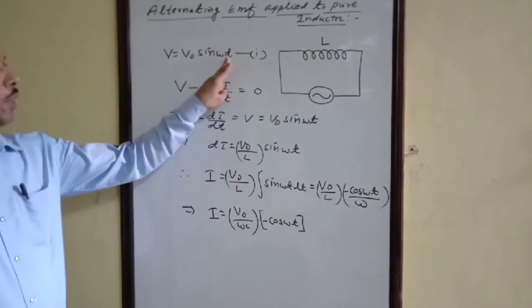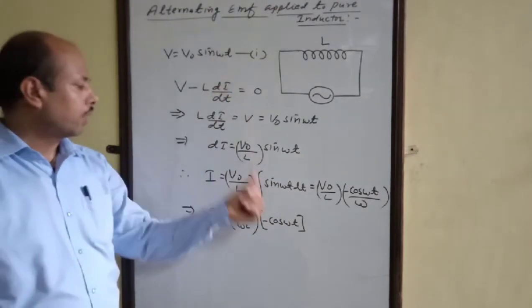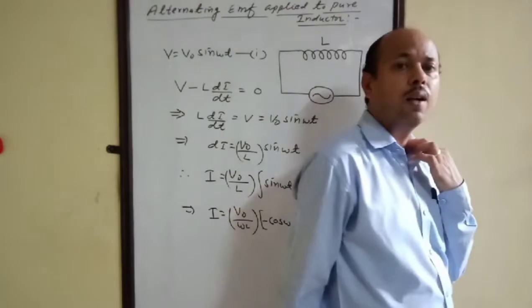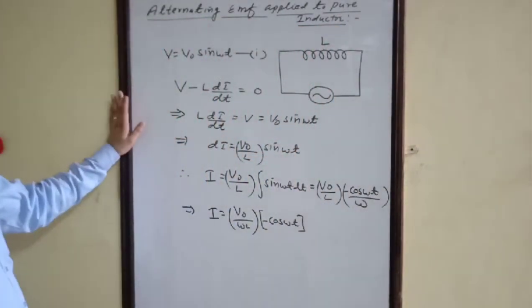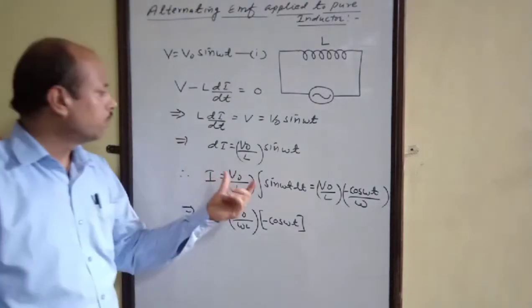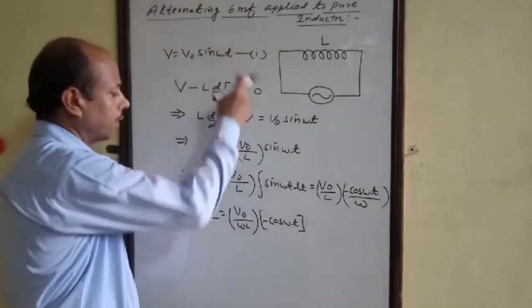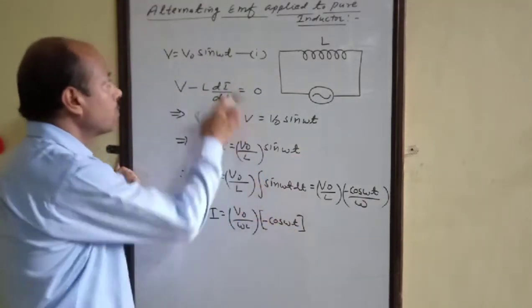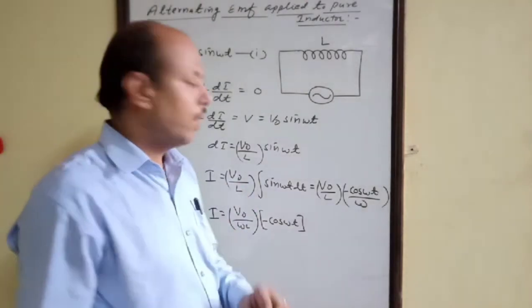Now here it is sine omega t, here it is cos omega t. One is sine omega t, other is cos omega t, and we want to compare the phase. Therefore, what do we have to do? We have to convert this, so that both functions are the same. Then and only then can we compare the phase.